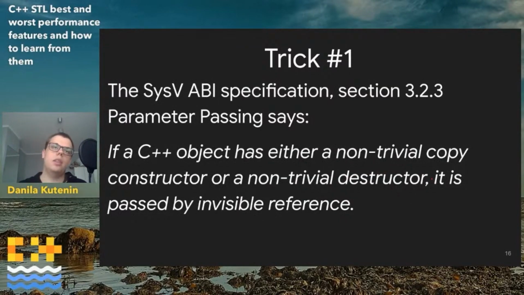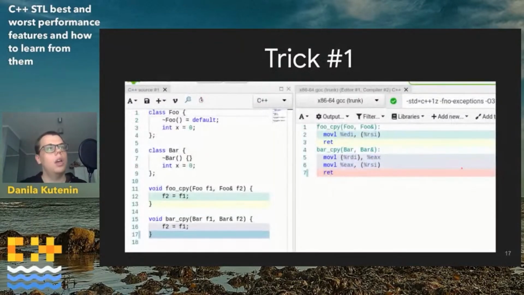So trivially destructible types are really important, because the System V ABI says that if a C++ object has either a non-trivial copy constructor or a non-trivial destructor, it is passed by invisible reference. What it means, basically, is if you have two classes, and you marked one class's destructor as default, and the other one has an empty body, then in the first case, when you copy one object to another, you'll just move a register. In the other case, you'll move from a pointer to a register, from a register to a pointer.